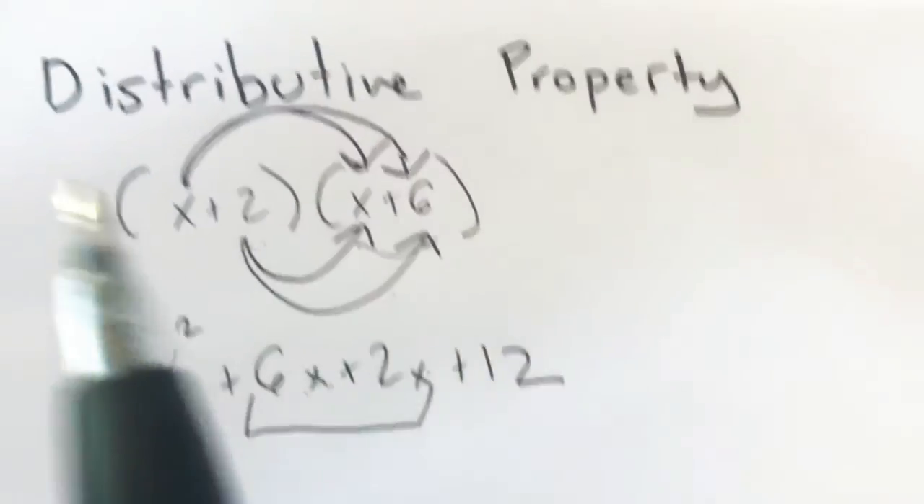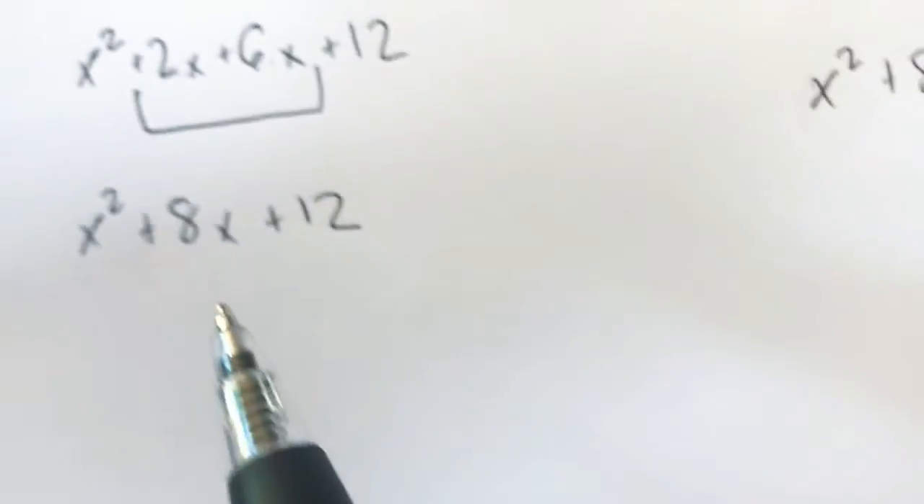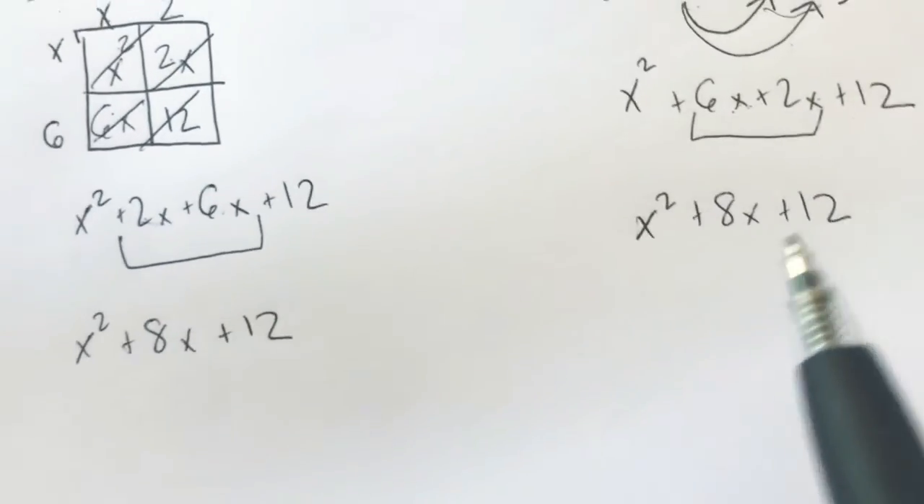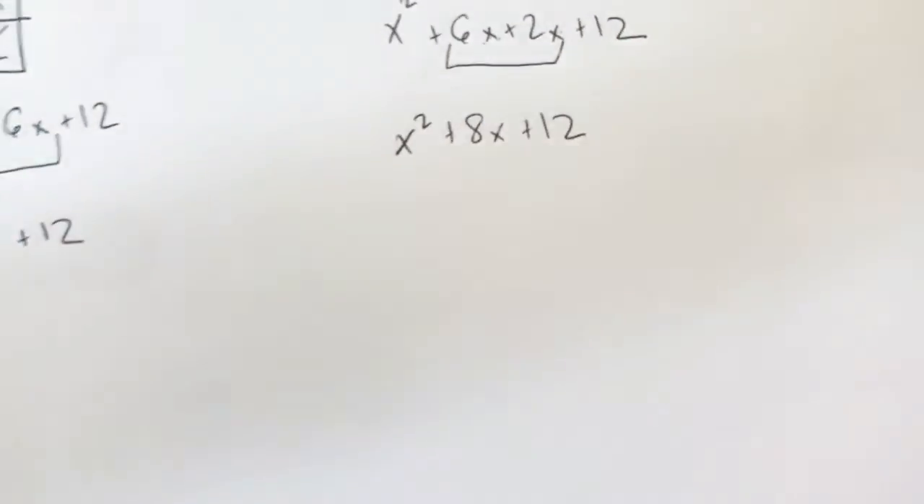Notice how using distributive property or box method, I get the same answer. So either method works.